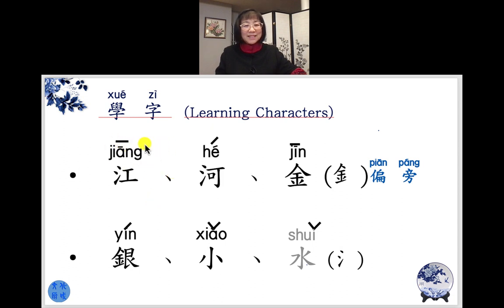江江江江河河河和金金金金 This one in the bracket is the 偏旁 of 金。This character 银银银银 This one 小小小小 This character we learned before. 水水水 meaning water. This one in the bracket is the 偏旁 of 水.